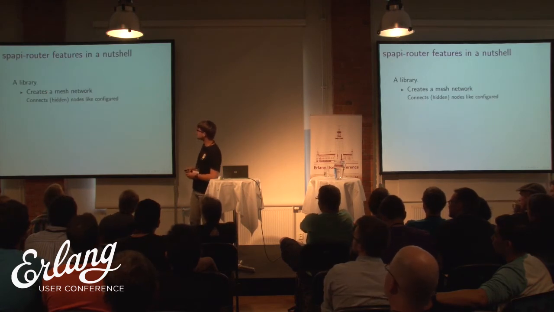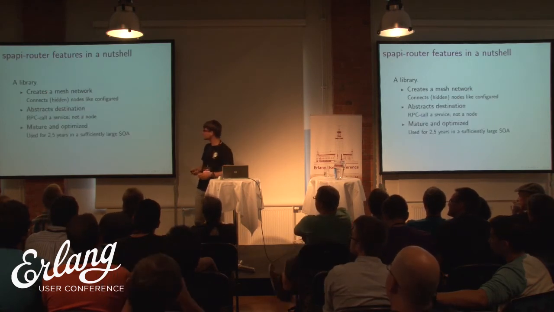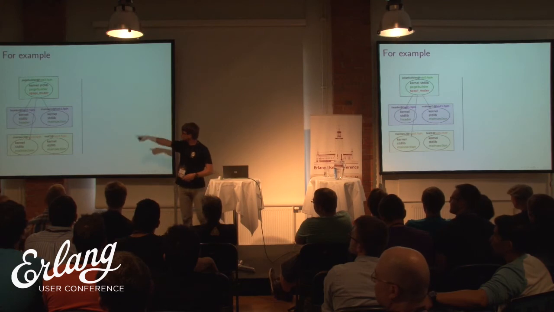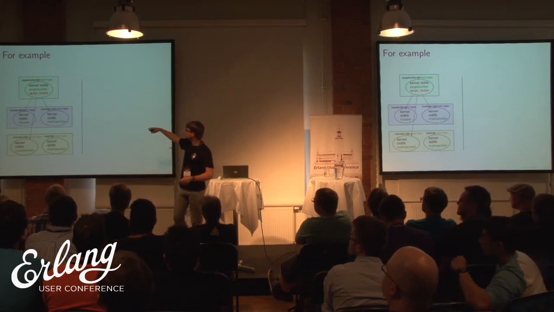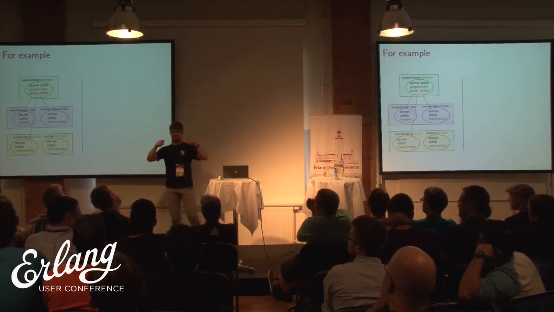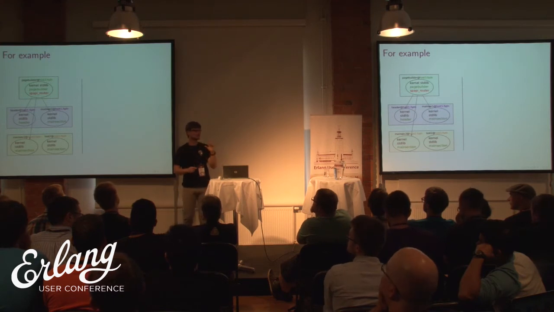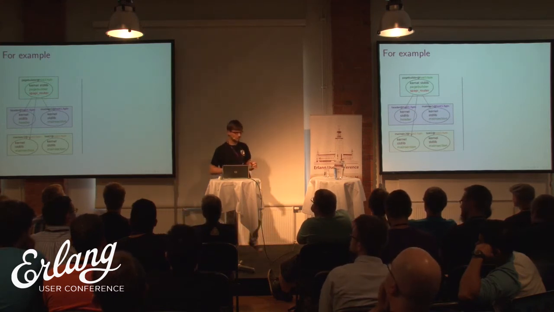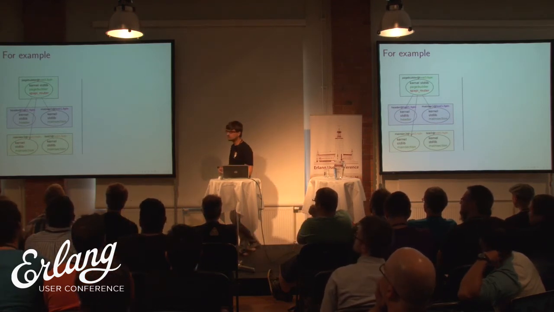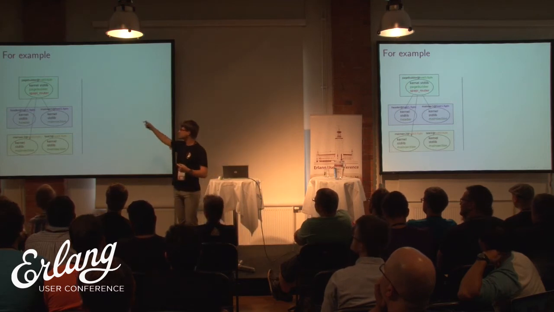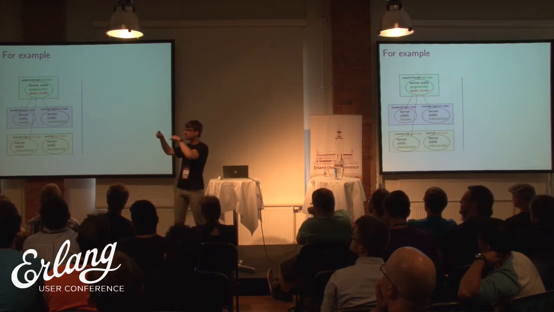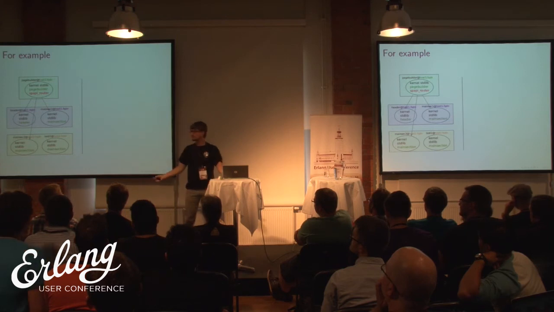So, a library that creates a mesh network, abstracts the destination, mature, instrumented. Let's take an example. We have three machines here, color coded differently. The first machine is a page builder. Let's assume that we're building a web page. The web page consists of two parts: a header and the main section. Obviously the main section requires more computing resources. The way we build it is the page builder requests two different parts, the header and the main section, then concatenates them together, and then here you have a page.